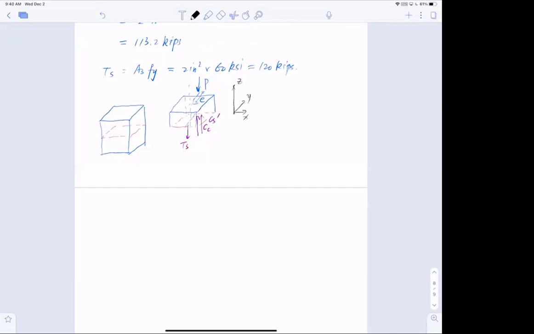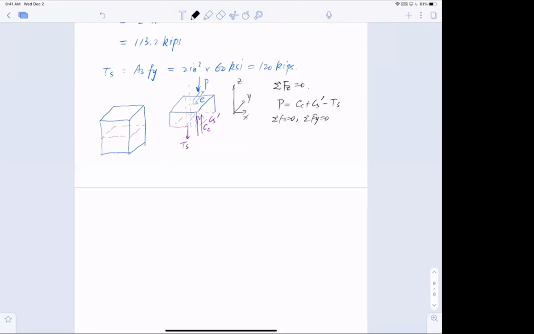First thing first, I need to sum the force in the Z direction. So P equals Cc plus Cs prime minus Ts. Pay attention, it's a bit different. I'm trying to do a free body diagram here. This is the equilibrium in the Z direction. Sum of Fx equals 0 because there's no force in the X direction, and sum of Fy equals 0, there's no force in the Y direction.